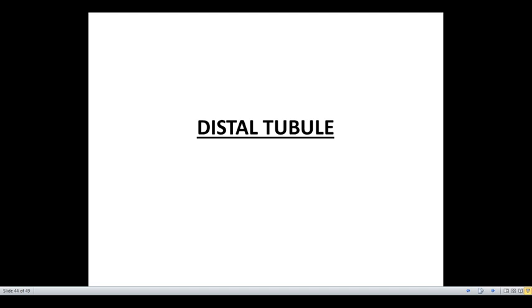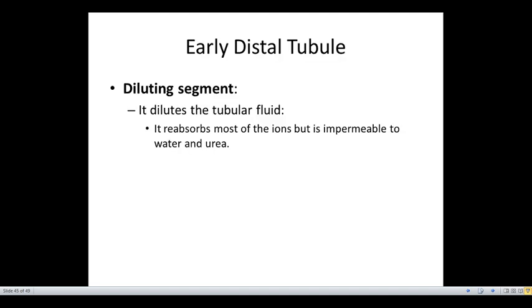For this reason, it is also known as the diluting segment, as it dilutes the tubular fluid because it reabsorbs most of the ions but is impermeable to water and urea.